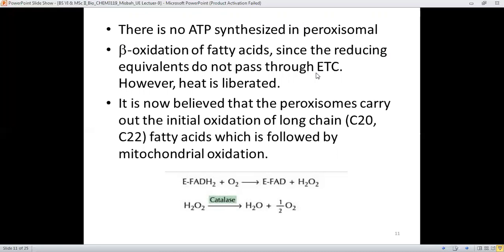So definitely heat will be liberated, and it is now believed that the peroxisomes carry out the initial oxidation of long chain fatty acids, which consist of 22 carbons in the fatty acid's backbone. The initial oxidation is carried out by the peroxisomes, and later on the normal beta oxidation occurs in the mitochondrial matrix, like we have discussed for the even chain fatty acids.